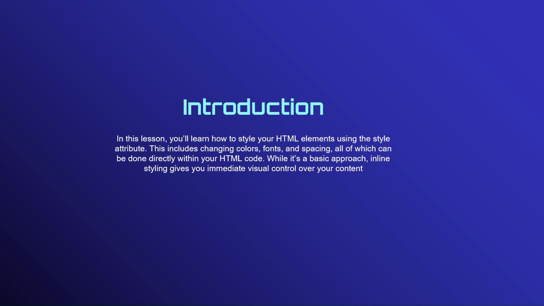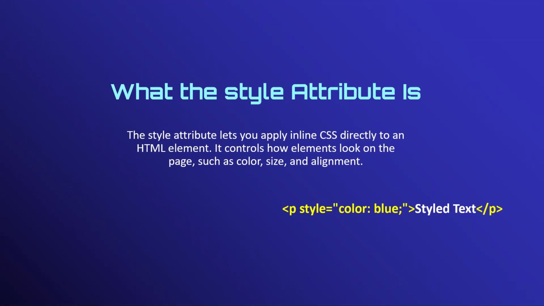What's the style attribute? The style attribute lets you apply inline CSS directly to an HTML element, which controls how elements look on the page, such as the color, the size, and alignment. As you can see in the example given below, if you remember in our HTML attributes class, we talked about the HTML attribute name and the value. Here we have the attribute name to be style, which is the HTML attribute, on the P tag, and color as the property and blue as the value.